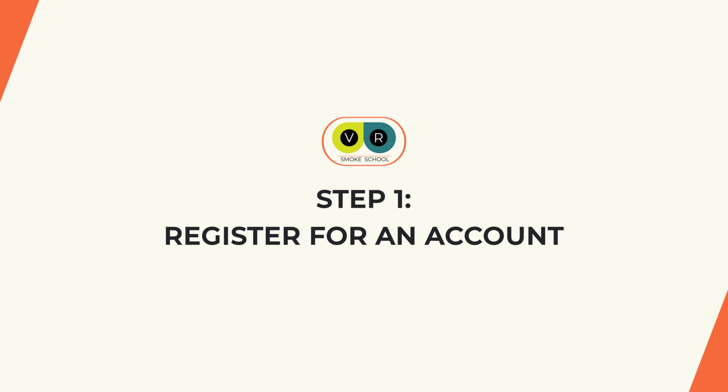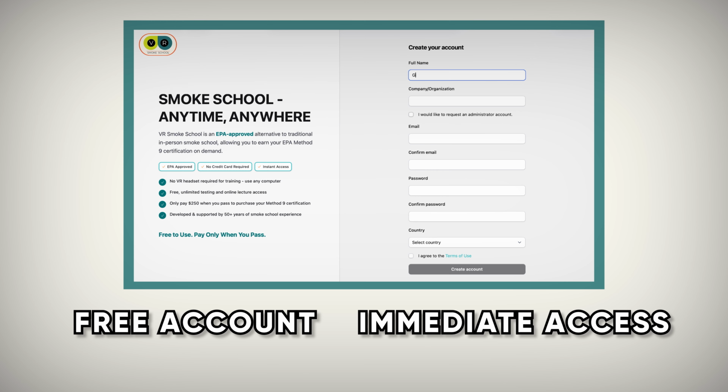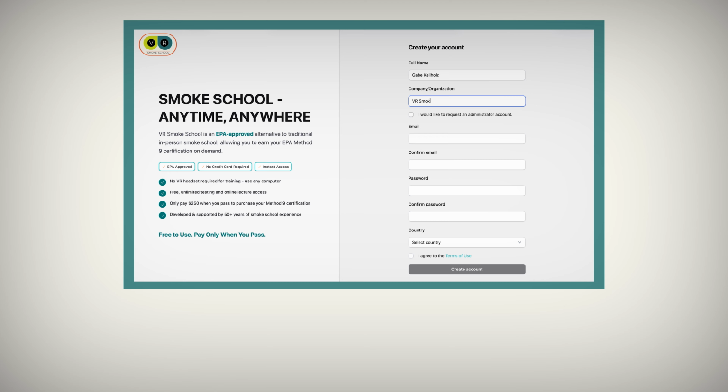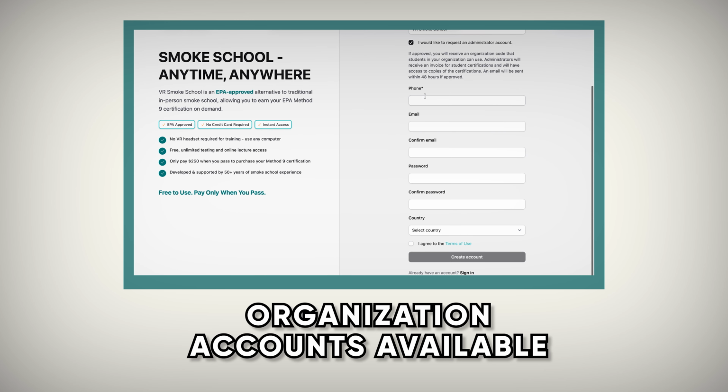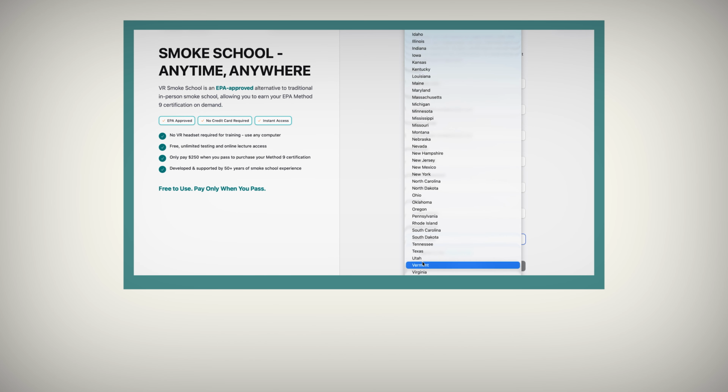Step 1. Register for an account. Getting started takes less than a minute. Simply create an account and you'll immediately gain free access to the online lecture, practice test, and training resources. If multiple students within your organization will be registering, you can request an administrator account to access copies of certifications and set up invoicing for your organization.